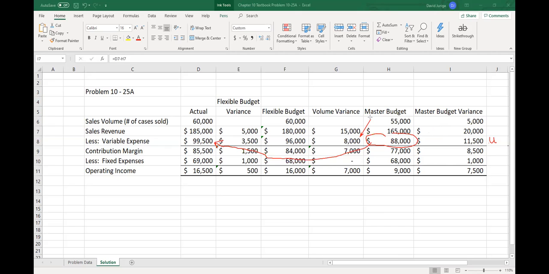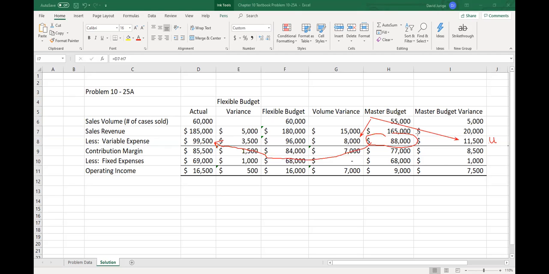So of this 11,500, we know that $8,000 of that can be explained simply based on volume, which should be helpful to know. Then the other 3,500 is something else. So this is going to help you narrow your search. If you're a manager and you're doing some thinking, you want to say, well, what do I need to be focusing on? Well, the volume is going to take care of $8,000. Now you need to focus on the other part to figure out what's happening on the other end.